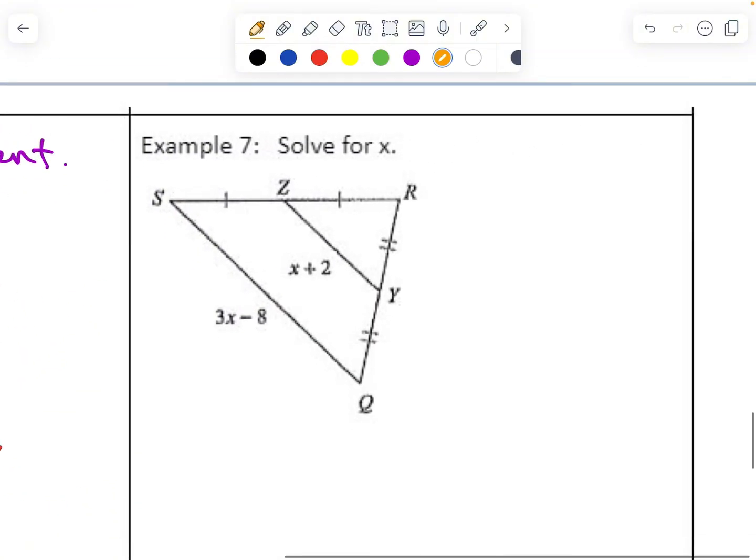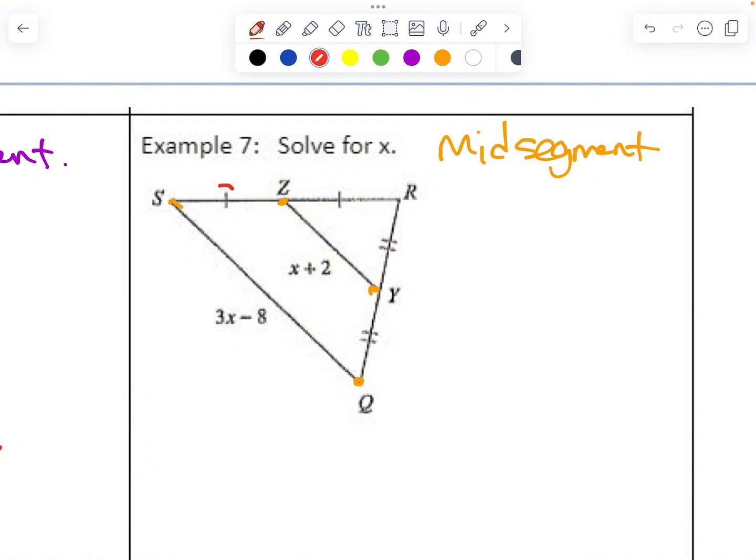Example 7 is another mid-segment example. And this one's going to be a little bit more difficult because we have expressions. We don't have just given numbers, constants. But I can see it's a mid-segment question because, again, one side of my triangle has the same markings. Well, that means Z is the middle. And I see markings that are the same on the other side of the triangle, which means that Y is in the middle.